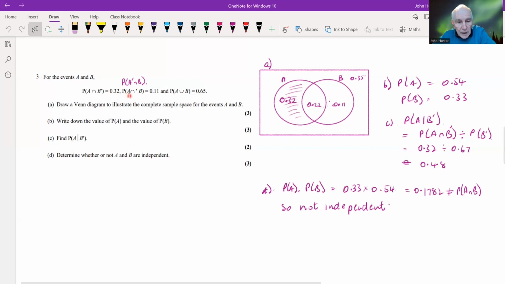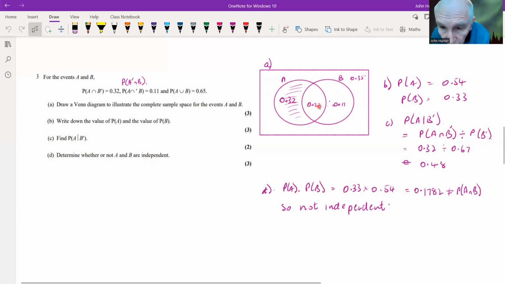The probability of A prime intersection B. This question's actually kind of written it wrong. I've written it correctly above. Probability of A prime intersection B is 0.11. Well, this is rather similar to this, but it's the other way around. In actual fact, it's this space here, 0.11. And then the probability of A union B is 0.65. So that's saying this and this and this is 0.65. Therefore, since we know this and we know this, then this must be 0.22.